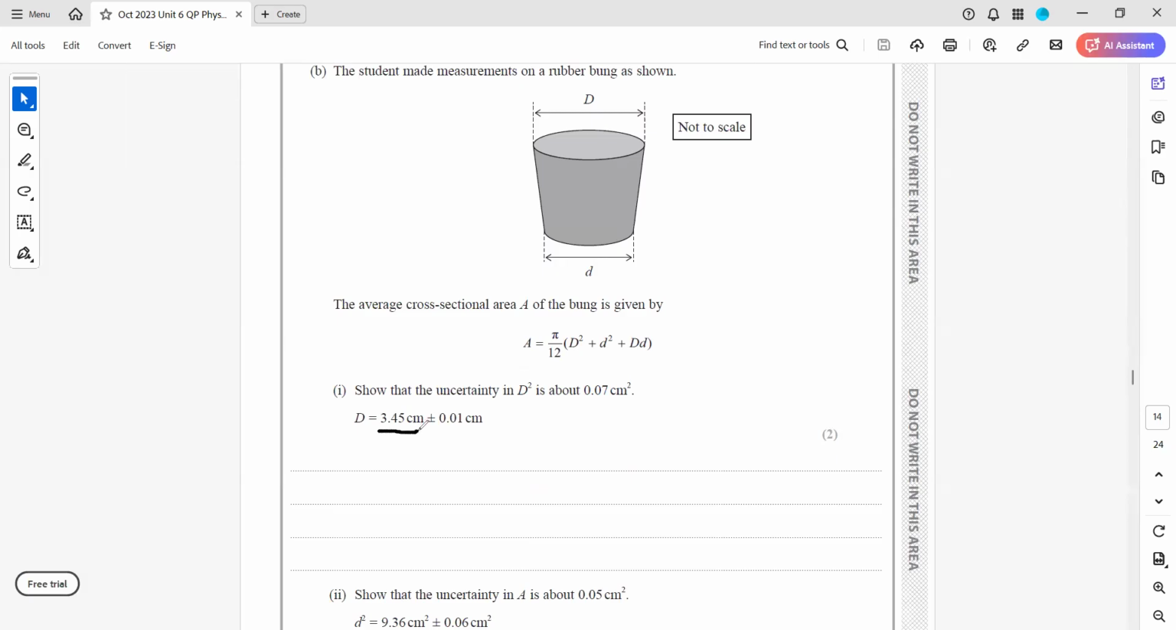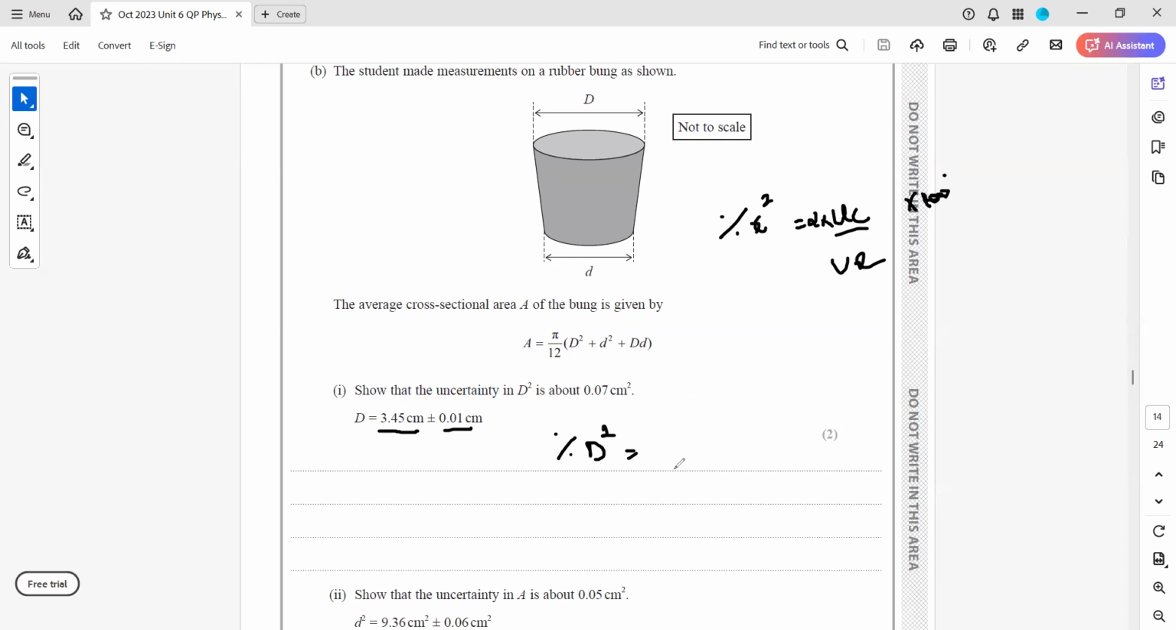The measured value of d is this, and this one is the uncertainty in the measurement of d. What we have to do is show the uncertainty in d squared. So first, we find the percentage uncertainty. If I say the percentage uncertainty in x is the uncertainty divided by the value recorded, times 100, that is the formula. But for the percentage uncertainty in x squared, the uncertainty will be multiplied by 2, divided by the value recorded, times 100.